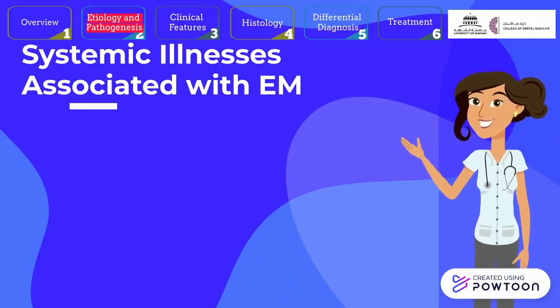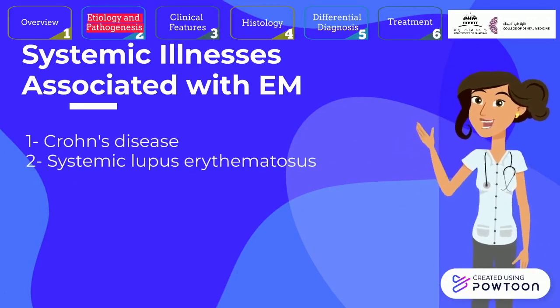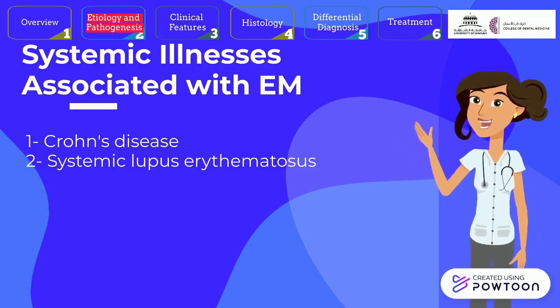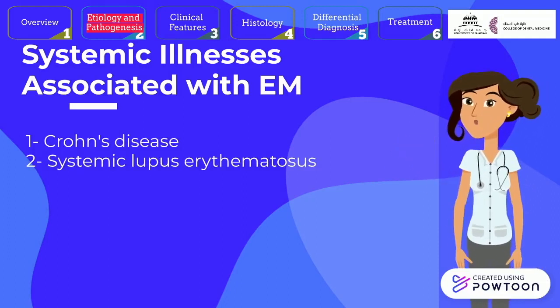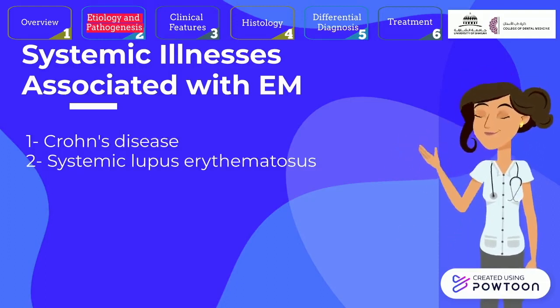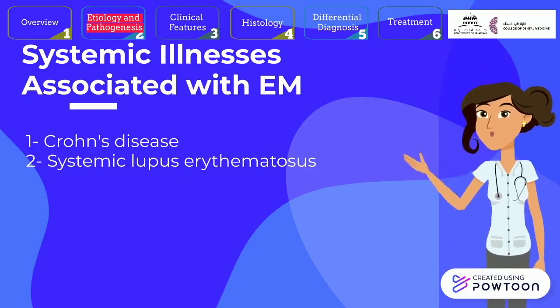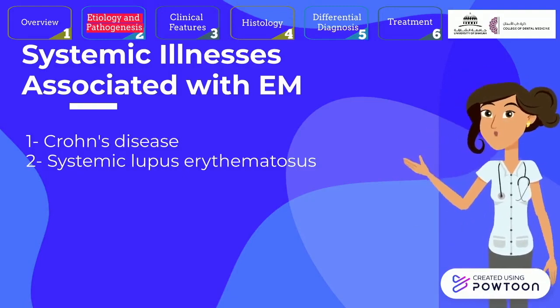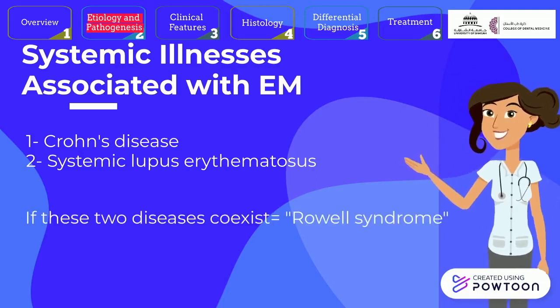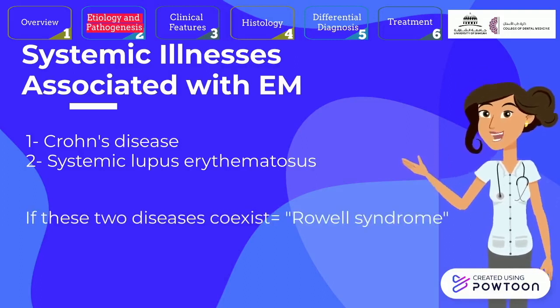Systemic illnesses that are associated with EM include inflammatory bowel disease such as Crohn's disease and systemic lupus erythematosus. It is rare to find a person who has both EM and systemic lupus erythematosus. When these two diseases coexist in one person, the condition is described as Rowell's syndrome.